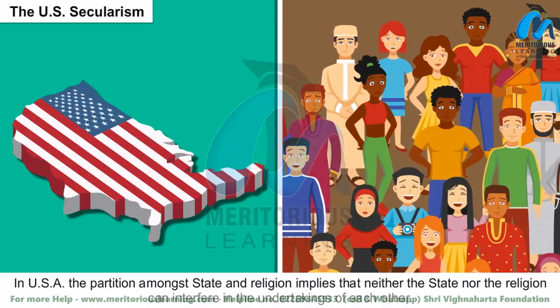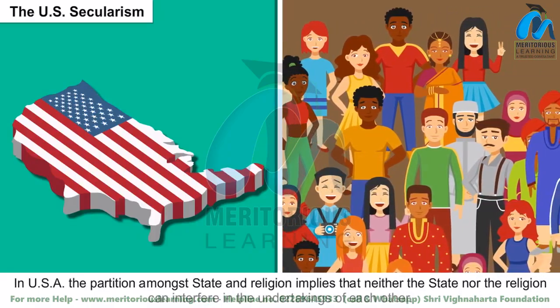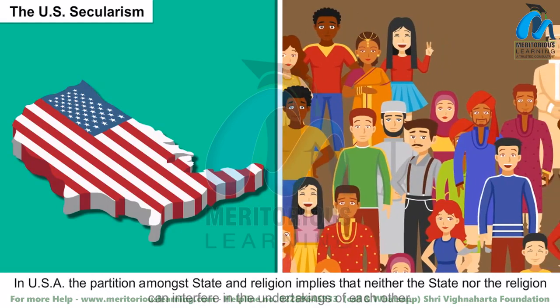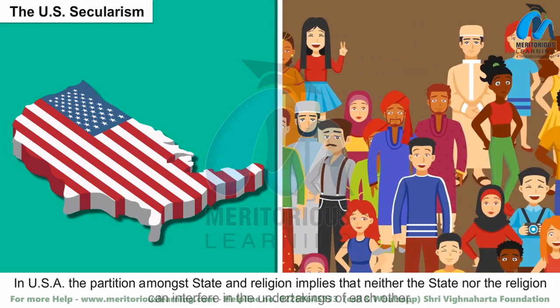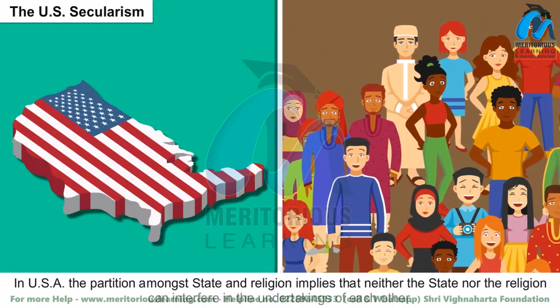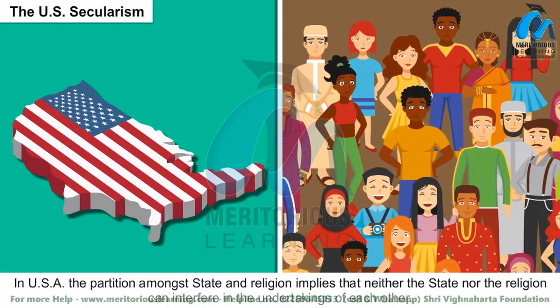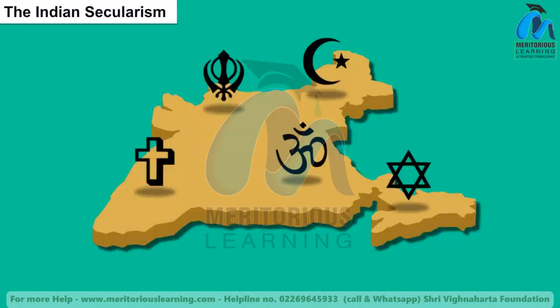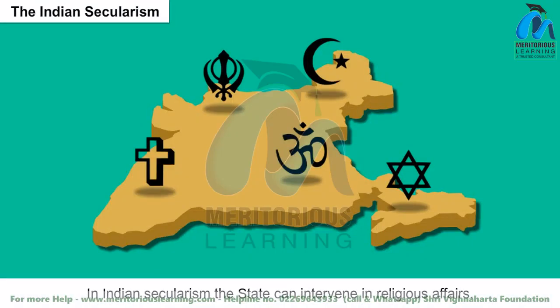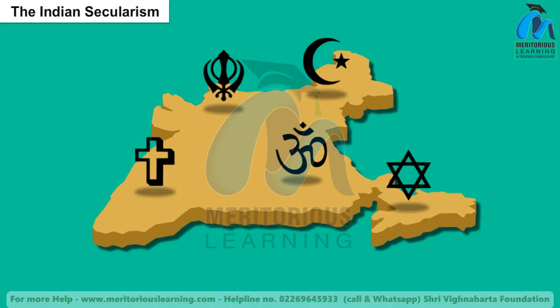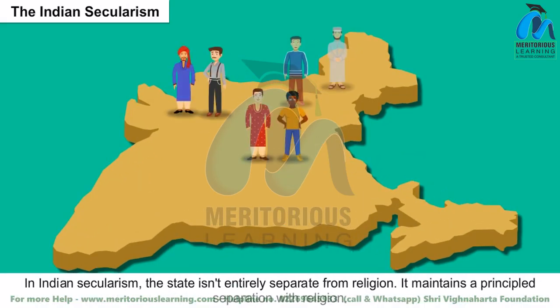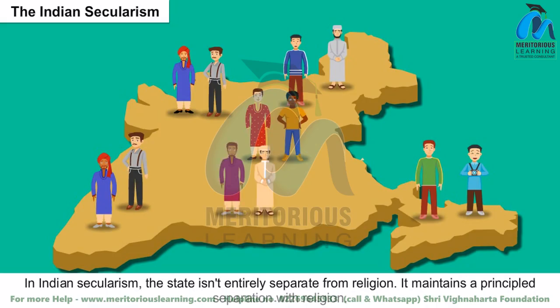In the USA, the separation of state and religion implies that neither the state nor the religion can interfere in the affairs of each other. The Indian secularism. In Indian secularism, the state can intervene in religious affairs. In Indian secularism, the state isn't entirely separate from religion. It maintains a principled distance from religion.